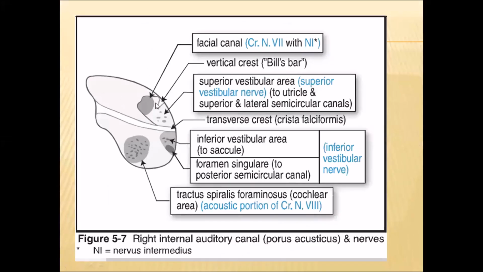So here is another picture where you can see this is the Bill's bar. The anterior is the facial and the posterior is the superior vestibular. This is the falciform crest. You can see the cochlear nerve, and this is the inferior vestibular nerve.